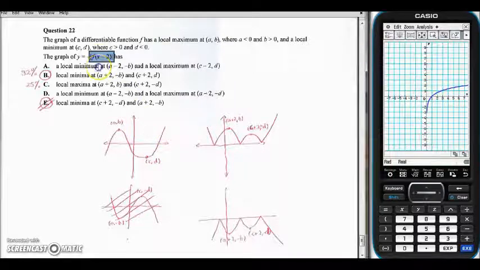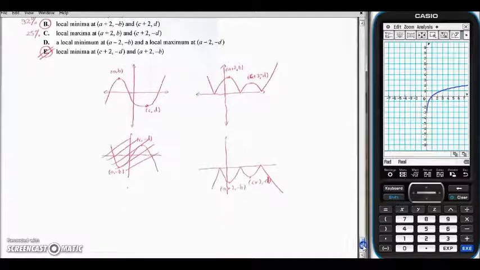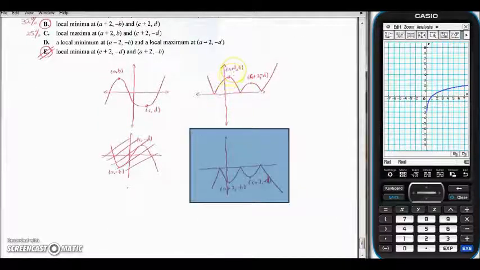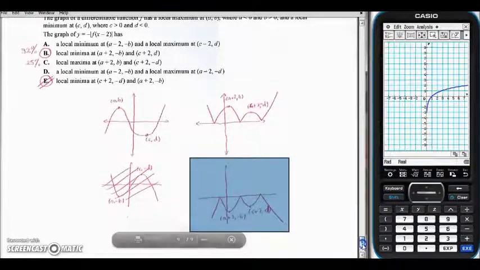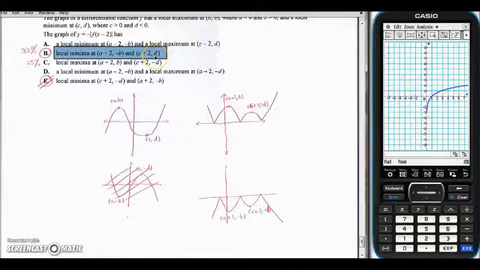So then all you do, if we want to graph negative modulus of f of x minus 2, turn the whole thing upside down and you get this. So (a+2, b) becomes (a+2, negative b), and (c+2, negative d) becomes (c+2, positive d). So I end up with two minimums. So a local minimum at (a+2, negative b) and (c+2, positive d). You'll see it was easy to muck this one up, but certainly if you knew that there were 2 minimums, at least you had a 50-50 chance.